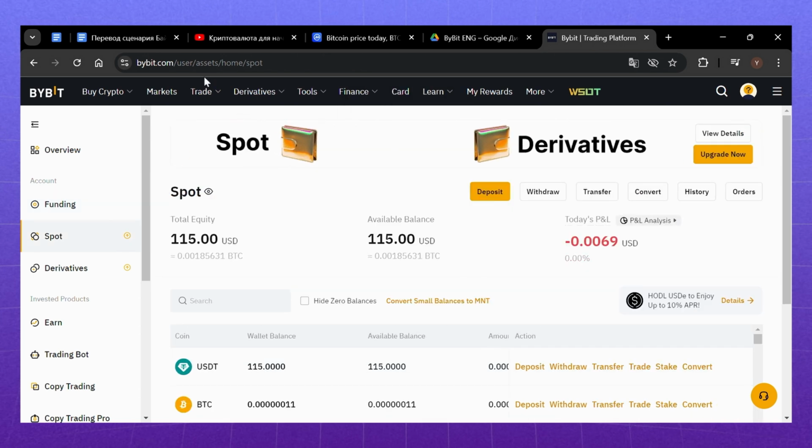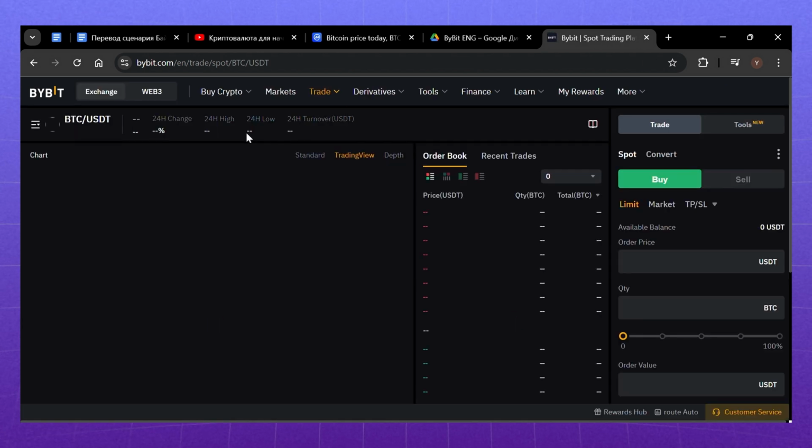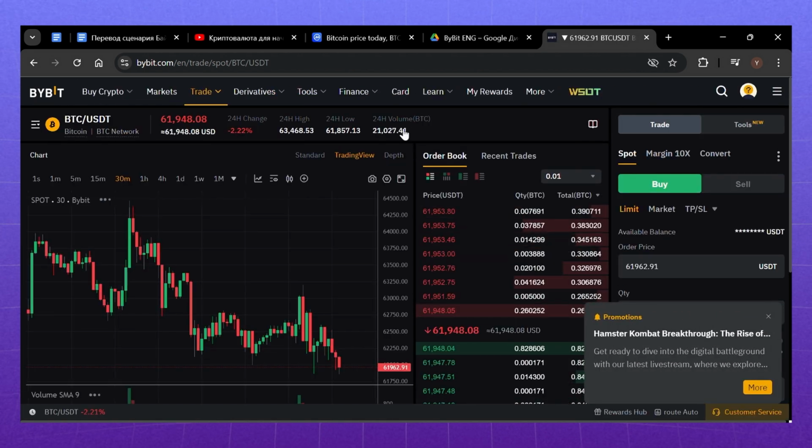Now let's go to the trading section and choose spot trading. Spot trading is the simplest form of trading without any complexities. Although the interface may seem hard at first, follow these steps and it will be very simple.